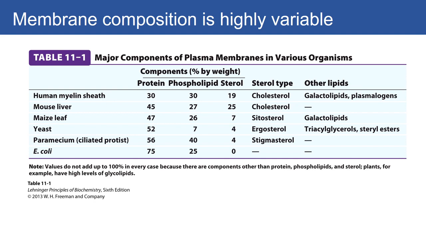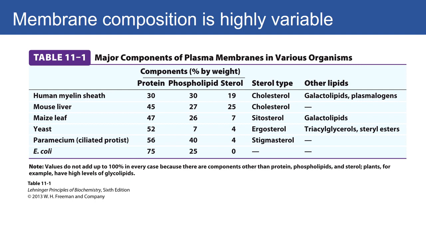Membrane composition is highly variable. In the human myelin sheath, it's 30% protein, 30% phospholipids, 19% sterols, and the sterol type is cholesterol. You see galactolipids and plasmalogens in there. A mouse liver, on the other hand, is 45% proteins, 27% phospholipids, 25% sterol. And so as you go through this, you see how every component is different.